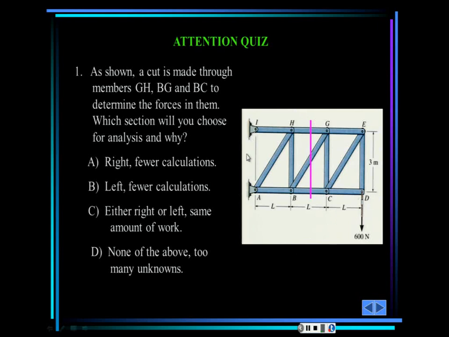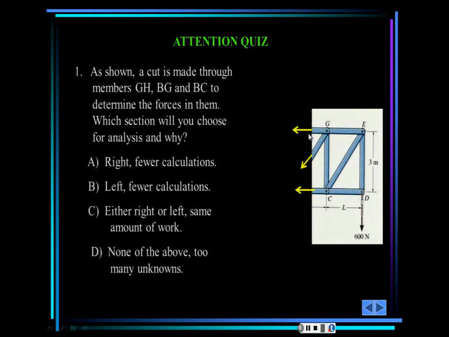then I have to calculate first these reactions. I'm going to have 1, 2, 3 unknown bars, but I also have to calculate the reactions in the whole structure. But if I use the right side, which is the correct answer, I only have 1, 2, and 3 unknowns. I don't have to do anything else.